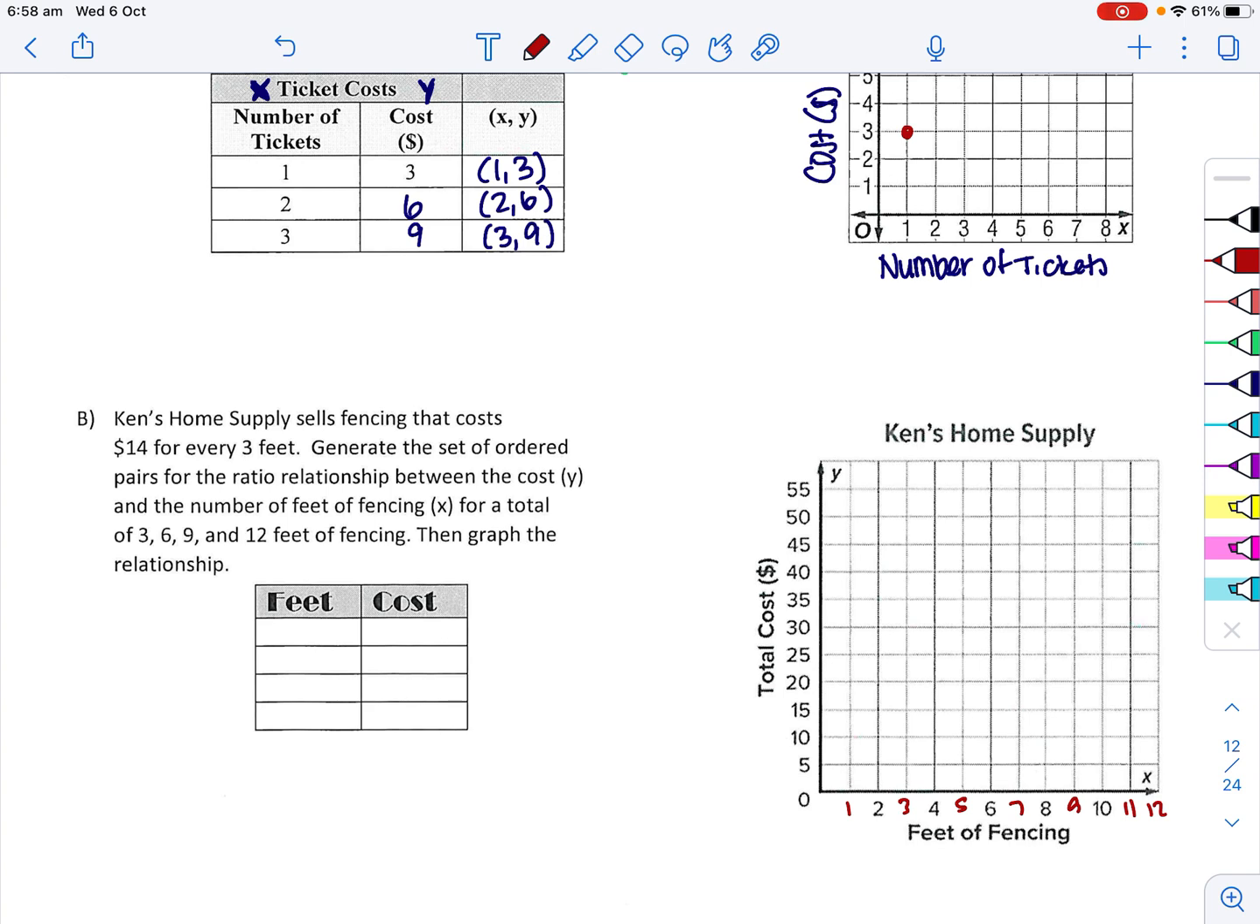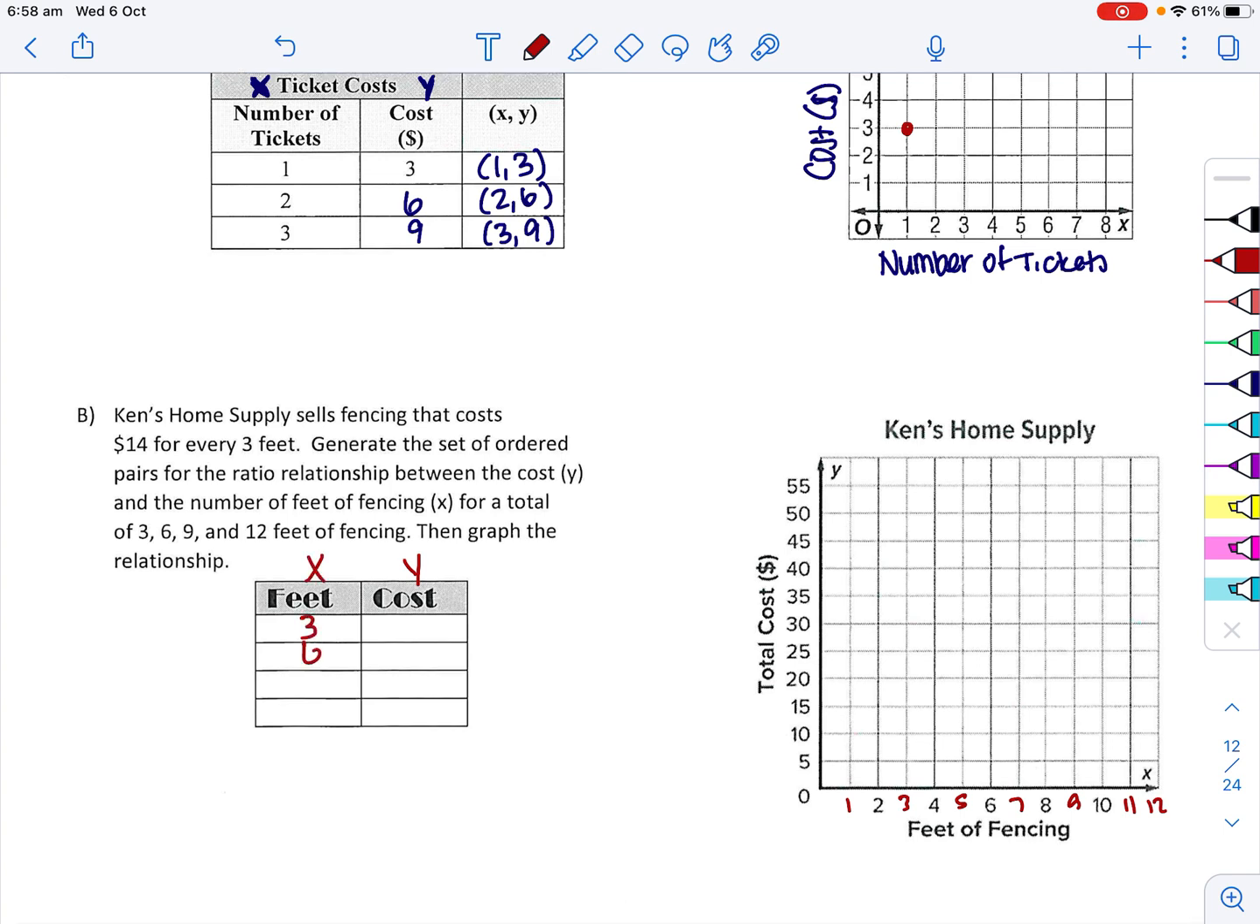So this says Ken's Home Supply sells fencing that costs $14 for every 3 feet. Generate the set of ordered pairs for the relationship between the cost Y, so I'm going to write Y, and the number of feet of fencing X, for a total of 3, 6, 9, and 12 feet of fencing.